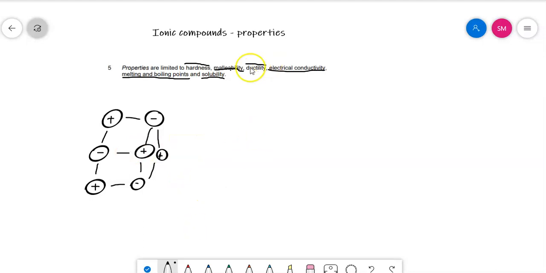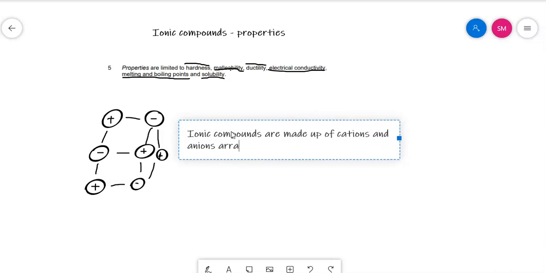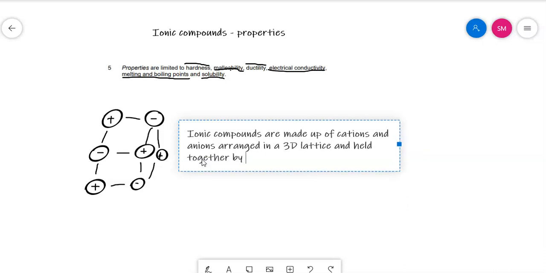When answering any properties questions, you just want to start with a quick statement that describes the structure of an ionic compound. So we would say ionic compounds are made up of cations and anions arranged in a 3D lattice. That is this. Clearly I've only done part of the 3D lattice, so this will go on and on a lot further. Arranged in a 3D lattice and held together by ionic bonds.